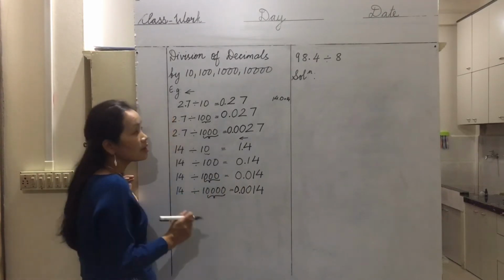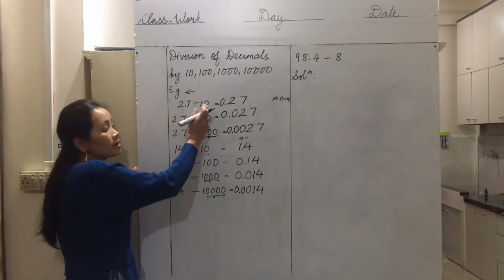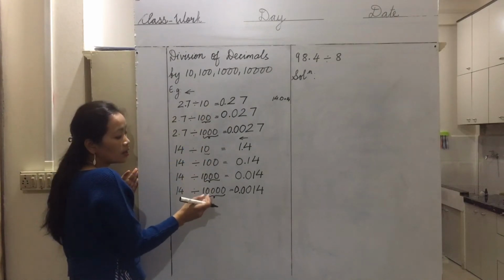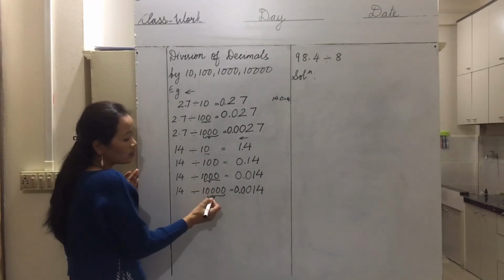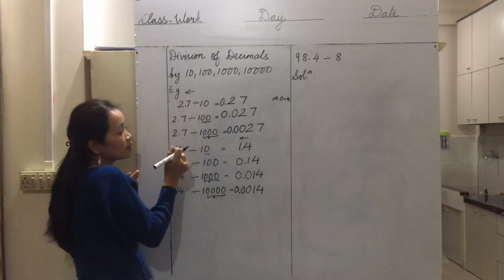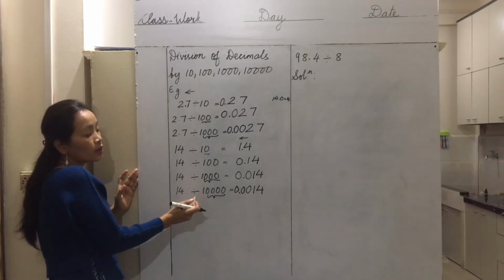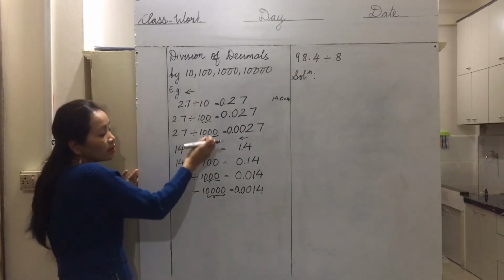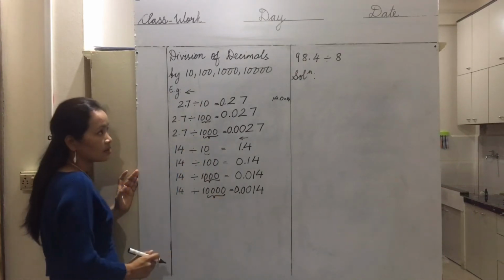So the answer becomes 0.0014. In the assignment, whenever the divisor is 10, 100, 1000 or 10,000 in each one, you do not need to go for actual division. You can just write the answer directly like this, right?